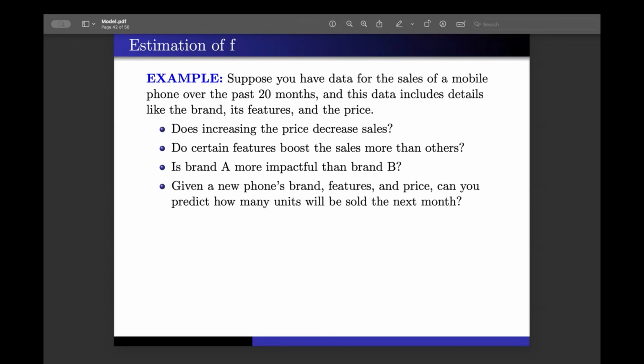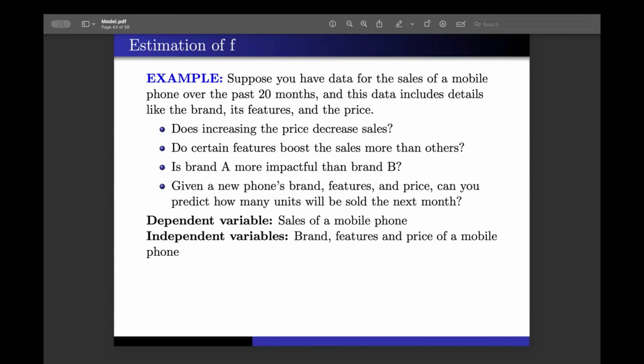So what you have is the information of the sales of a mobile phone over the past 20 months. Here, sales of a mobile phone is the dependent variable. And all the other variables, that is the brand of a mobile phone, its features, the price of a mobile phone, all these are independent variables because all these factors are going to influence the sales of a mobile phone.